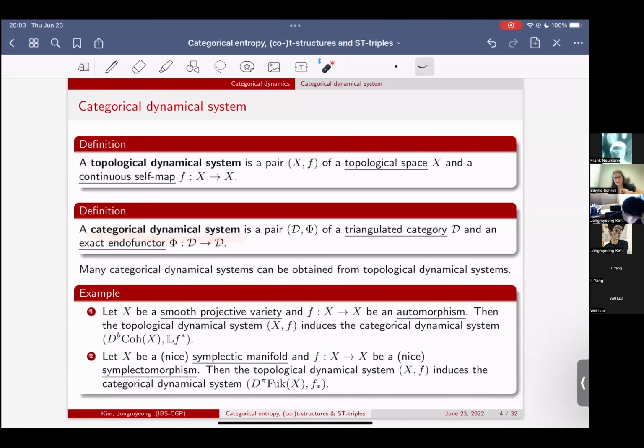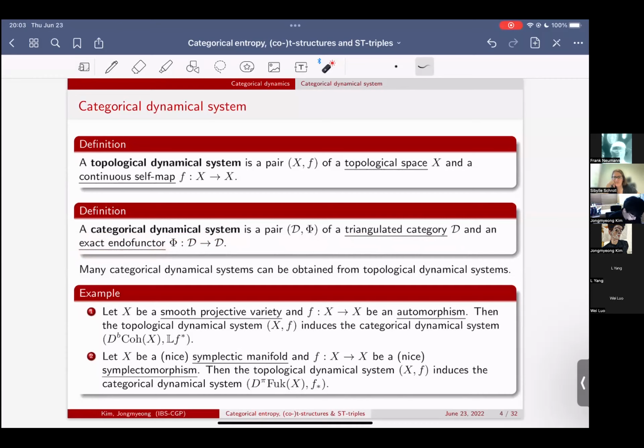Dynamical system. Categorical dynamical system is a pair (D, φ) of a triangulated category D and an exact endofunctor φ.